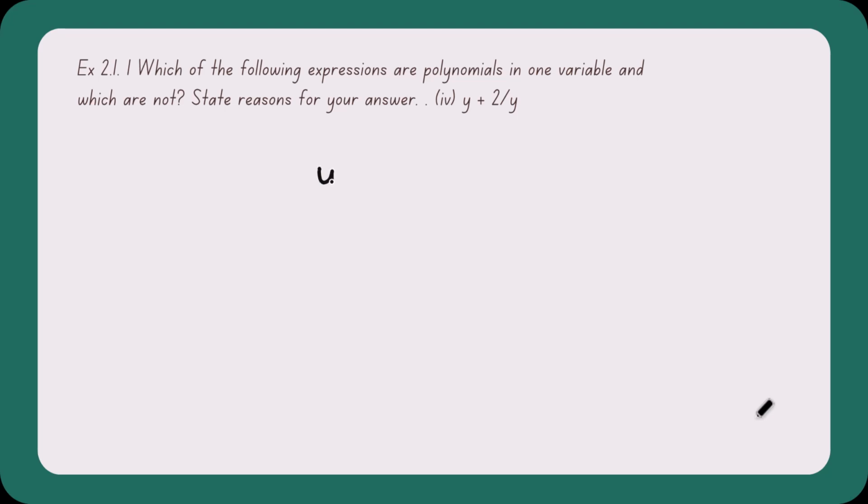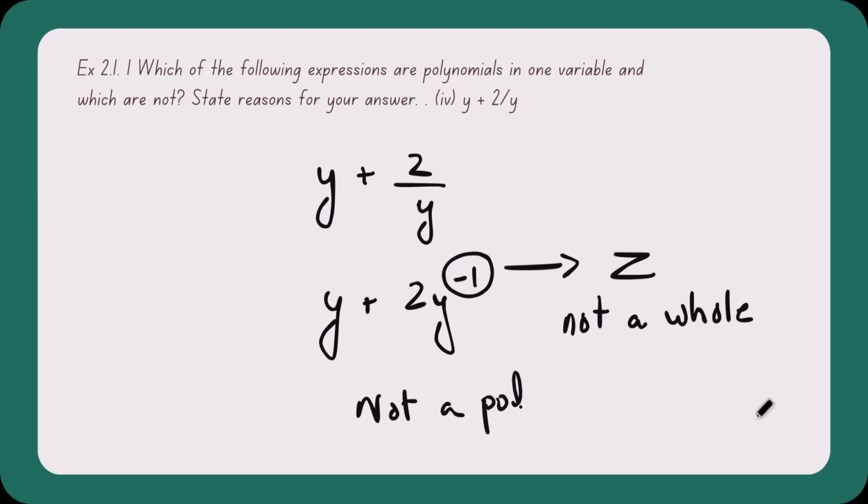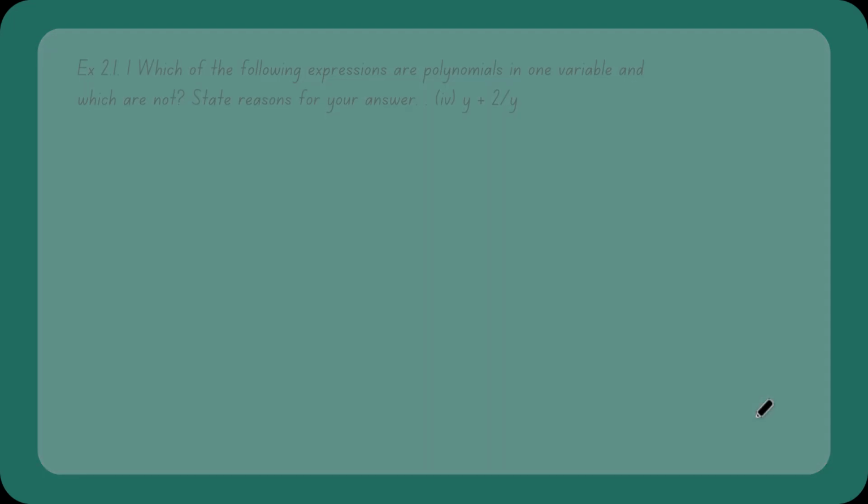What about the next one? We have y plus 2 by y. What is 2 by y? I can take the y on top. We have y plus 2y raised to minus 1. So we have y raised to minus 1. This is an integer, not a whole number. So again, we have the same issue. It is not a polynomial. Very simple. Only if it is a polynomial, you have to check whether it is in one variable or not, right? Simple.